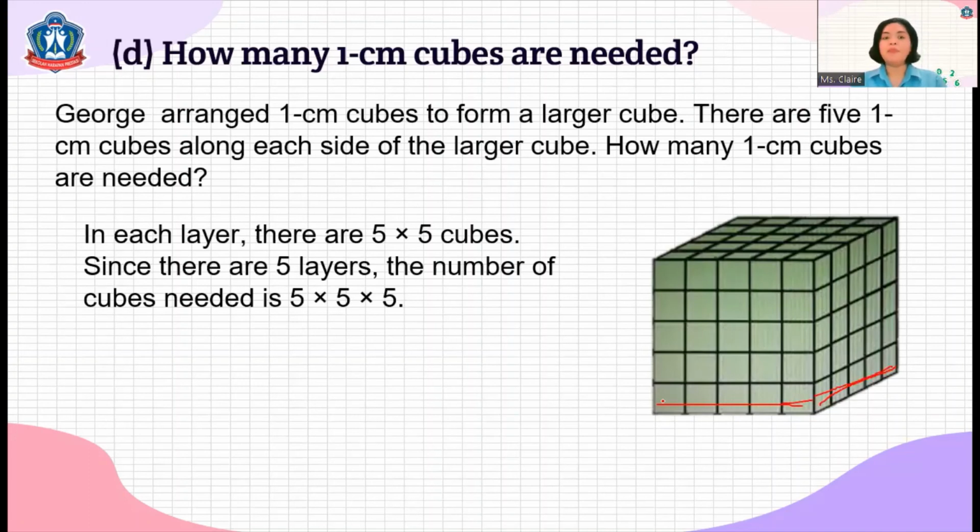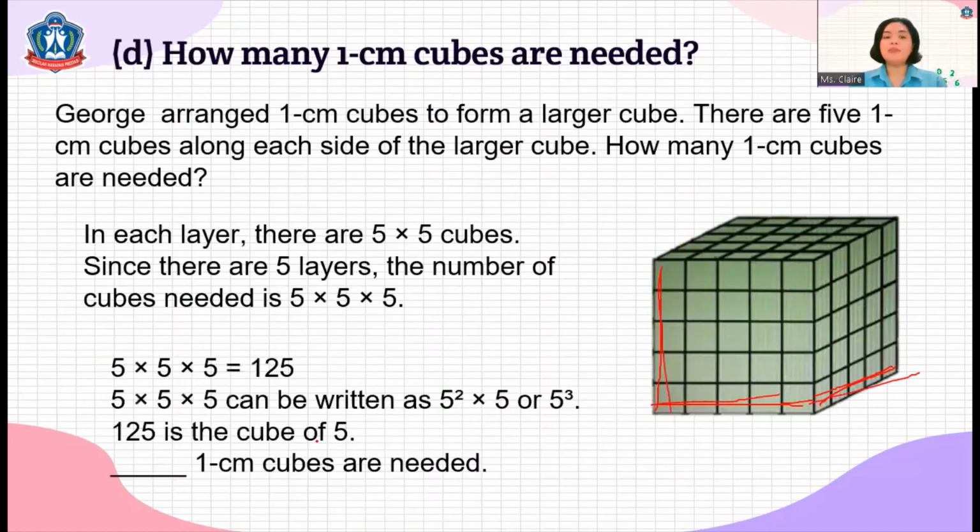5 times 5. When we see cube, we multiply again in here. So we have 5 layers. 5 on this side, 5 on this side, and 5 layers. That is 5 times 5 times 5, and it will give us 125. So we need 125 small cubes to make the larger cube. So this is what we call cube numbers.